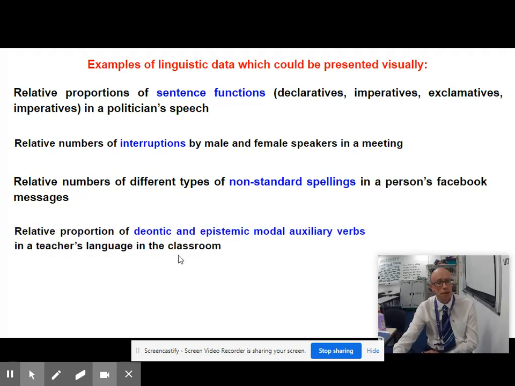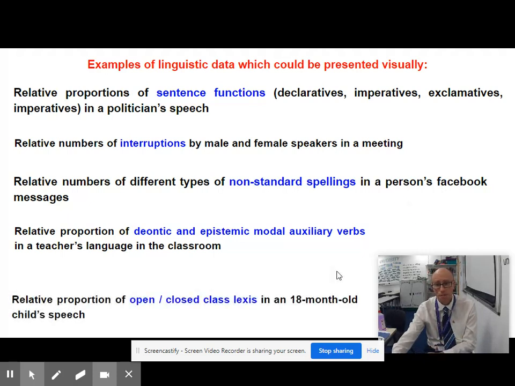Also, you could look at teacher's language in a classroom, and you may be identifying the modal auxiliary verbs that they're using. Words like can, may, might, shall, should, must, have to, all of those. And on a continuum, maybe you're demonstrating whether they are deontic, i.e. high force, or maybe they're epistemic, low force. So that's good to be presented in a visual way.